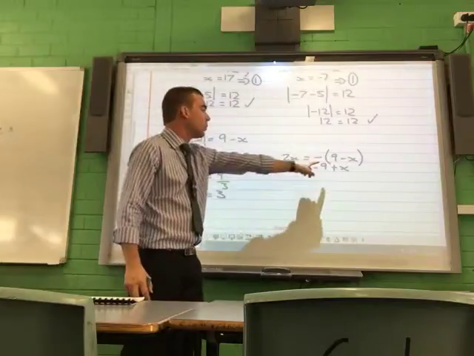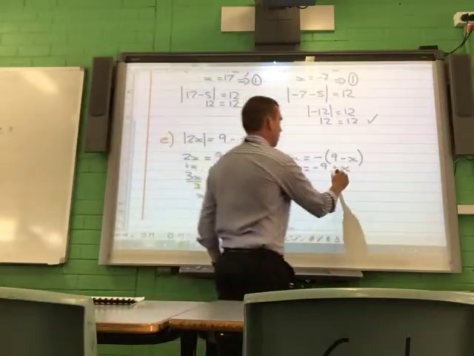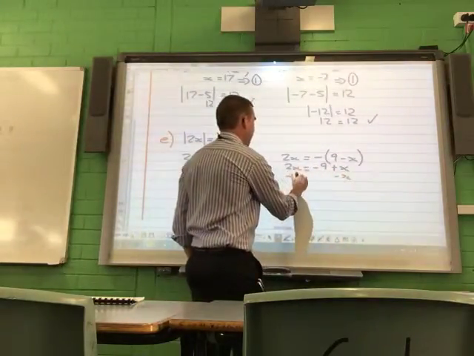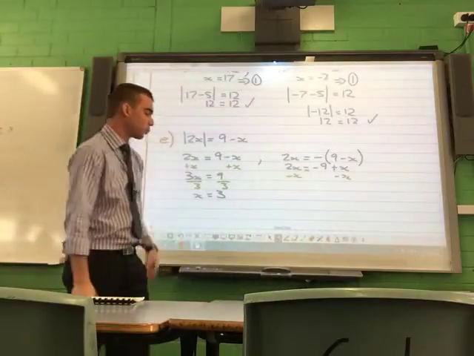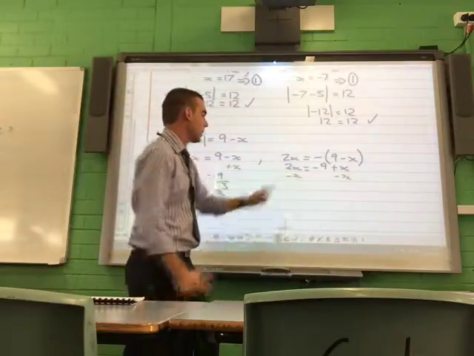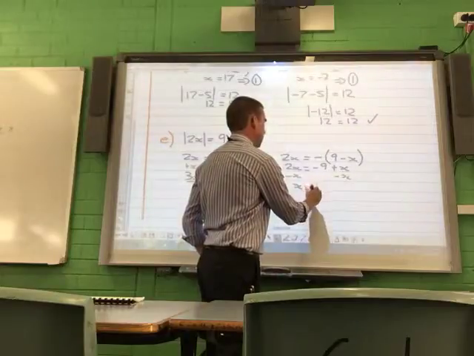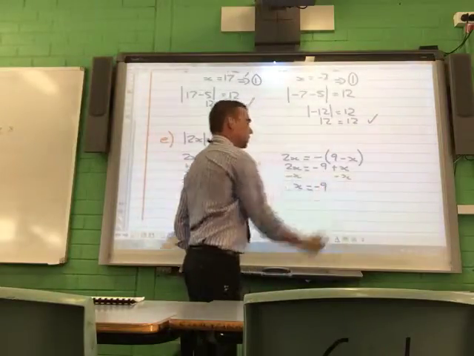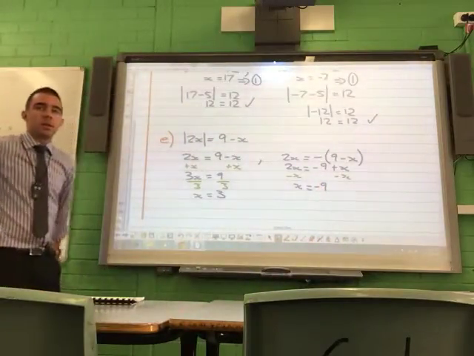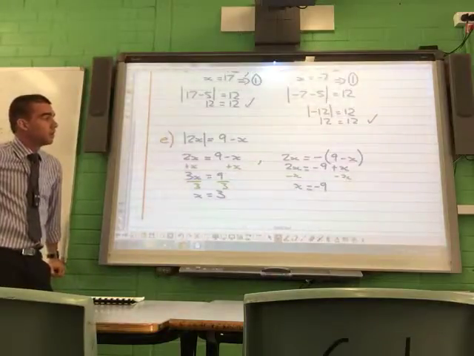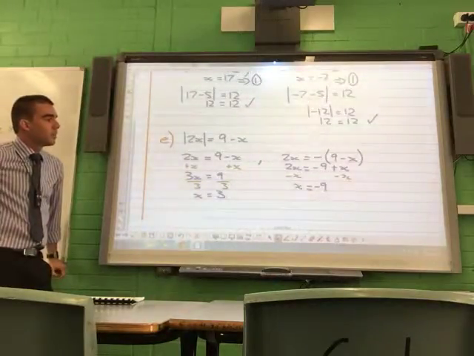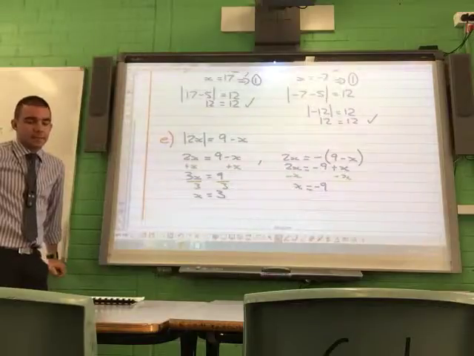Okay, so move the variable over to the left by doing the opposite. So you're doing a take away x on both sides. So 2x take away x, which is x. And then we're just left with the minus 9. Okay, so they're my solutions there.